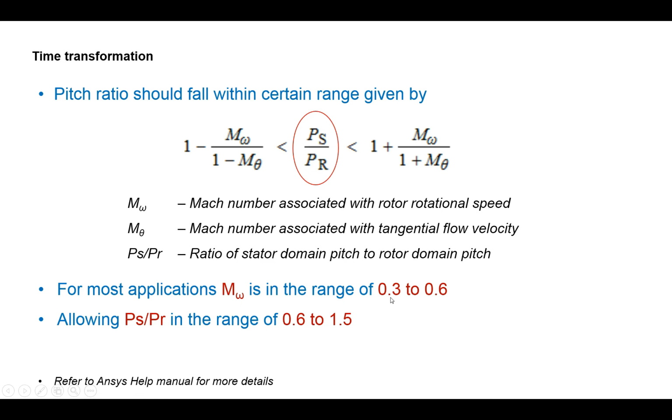For most applications M omega is in the range of 0.3 to 0.6. This allows the pitch ratio to be in the range of 0.6 to 1.5. For more details, refer to the Ansys CFX help manual.